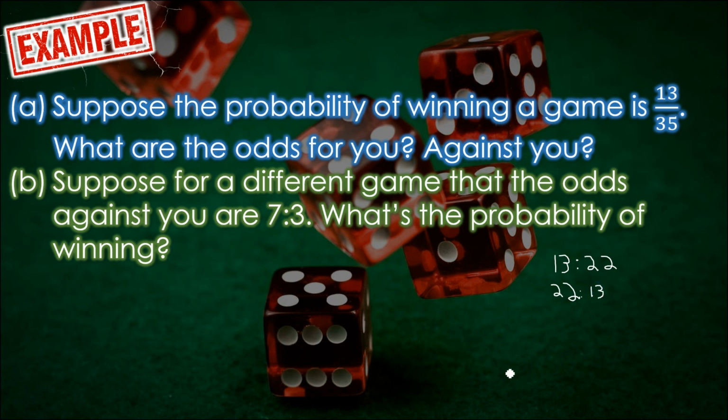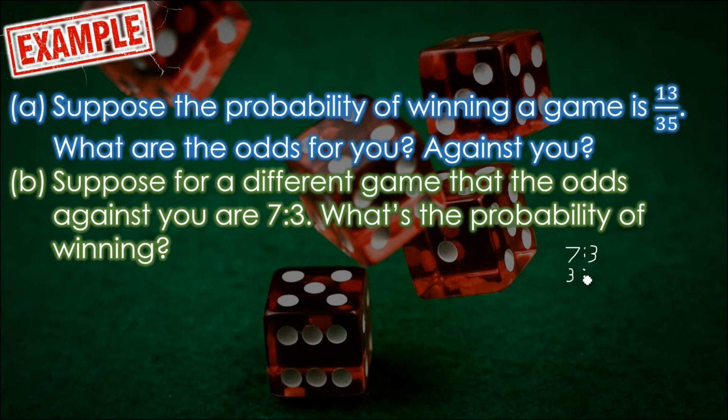Alright, suppose for a different game that the odds against you are 7 to 3. What's the probability of winning? Okay, well now I want to go the other way. The odds against me are 7 to 3. That means the odds for me are 3 to 7.